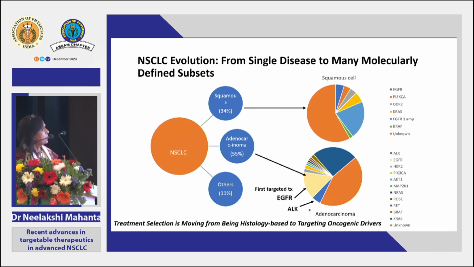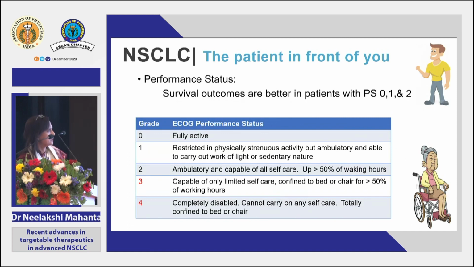So today, NSCLC has evolved into all these various biological subtypes, as you can see: EGFR, ALK, ROS, PIK3CA, HER2, and so on and so forth. And treatment selection is moving from histology-based to targeted, oncogenic driver-based treatments. But how are we going to treat this? How are we going to choose the patient?